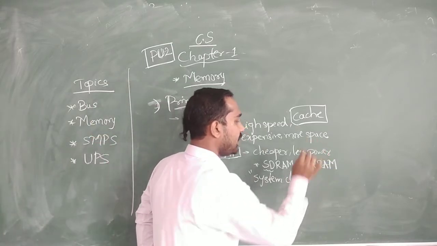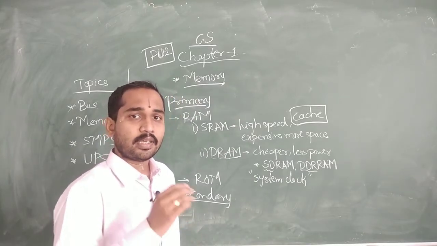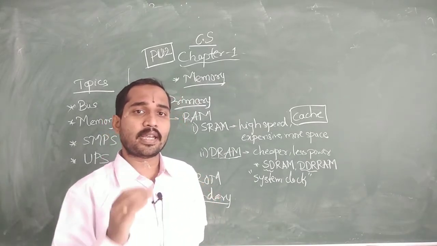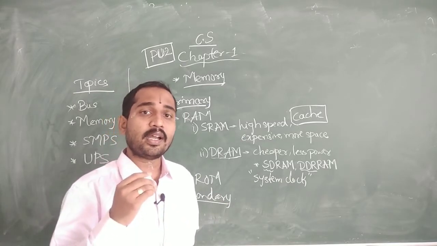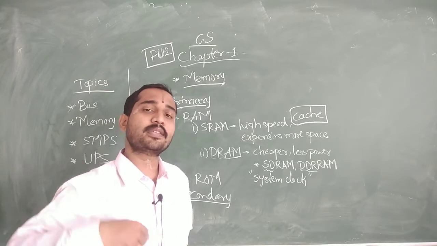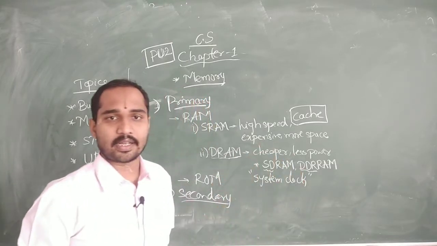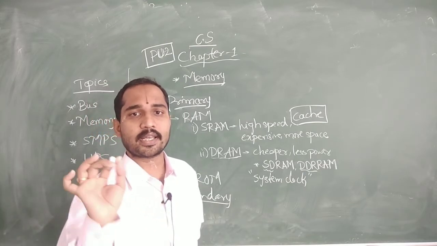Similarly, the DDR RAM also works as SD RAM itself, but here it is called double data rate RAM because the data transfer is going to take place at double the rate. Okay, meaning it is going to send the data twice as fast. So it is named double data rate RAM.